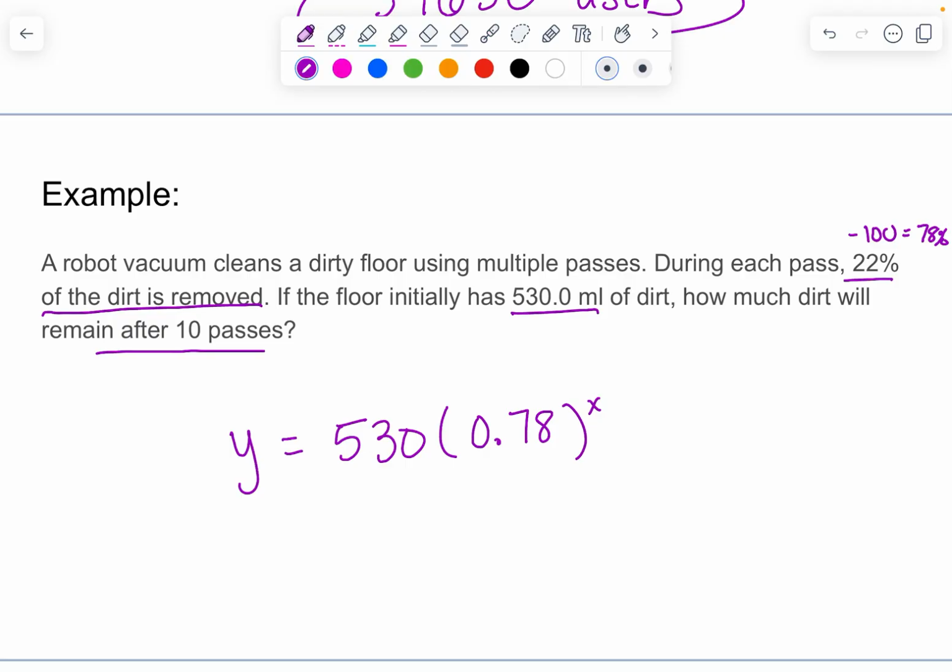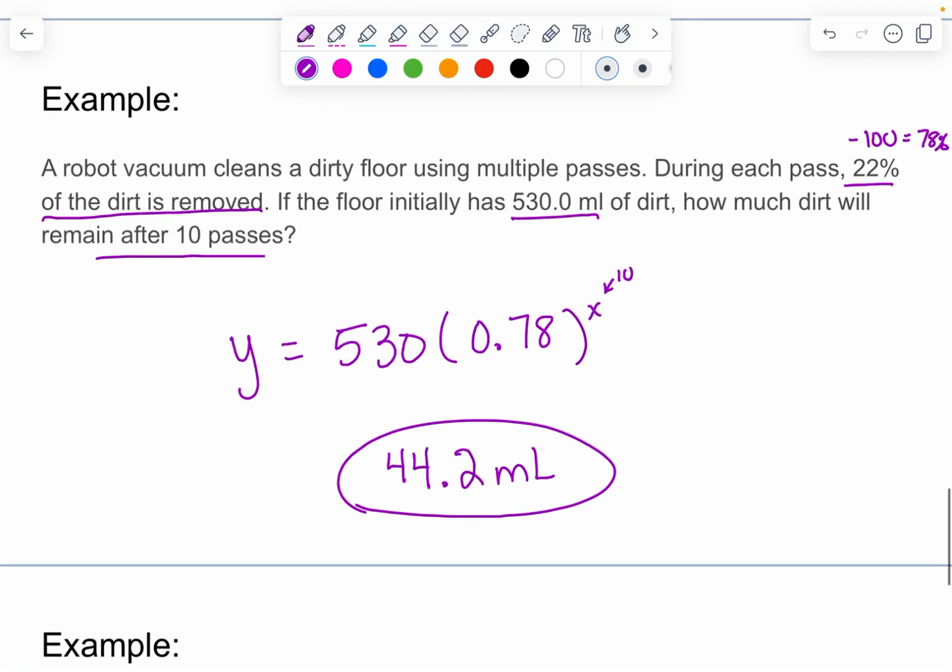So to calculate how much would be left at 10 passes, we're going to plug a 10 in for x and do it. So 530 times 0.78 to the 10th power tells me that there's about 44, I guess we'll go one decimal place, let's go 44.2 milliliters of dirt left. Can you measure dirt in milliliters? I guess so. Maybe it's volume. I don't know. All right, one more.